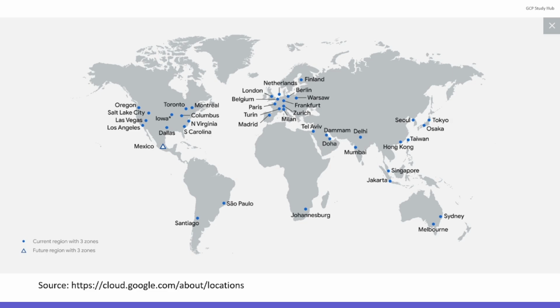This scale allows GCP to provide low latency connections and high availability to users, no matter where they are. And remember, each region is divided into multiple zones, giving you the flexibility to distribute your resources and ensure redundancy. This isn't just about local coverage. It's about giving you the ability to control where your data lives, all while benefiting from GCP's vast global infrastructure.